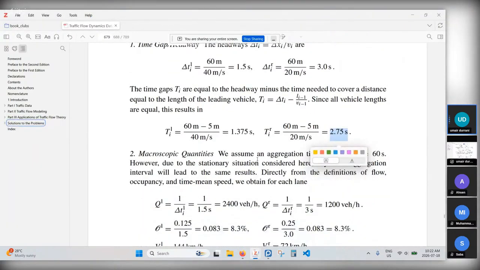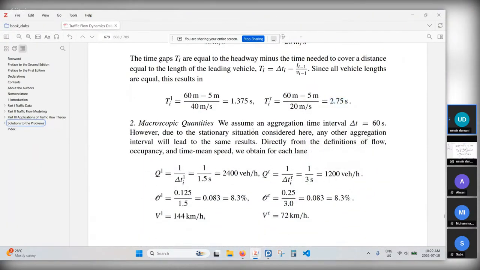So for the macroscopic quantities, they are saying that we are assuming an aggregation time interval of delta t of 60 seconds, which is given in the question. However, due to the stationary situation considered here, any other aggregation interval will also lead to the same results. Directly from the definition of flow, occupancy and time mean speed we obtain for each lane.